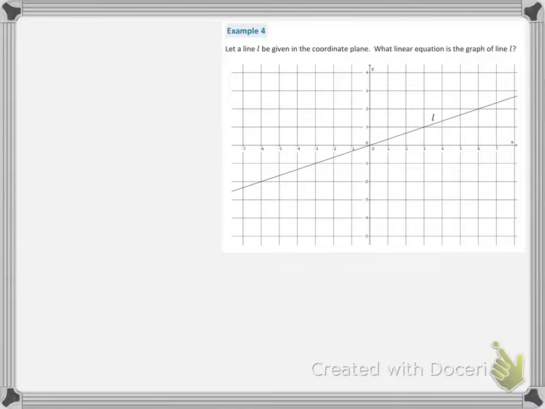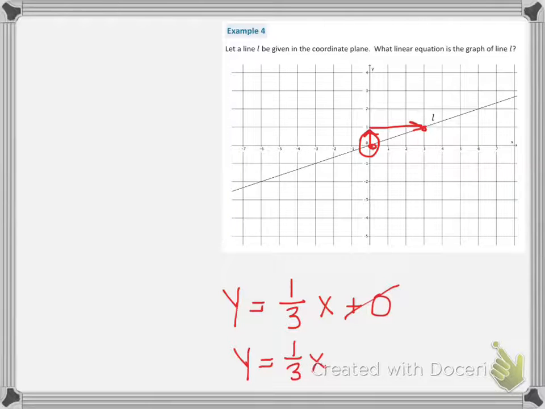All right, example 4. Well, this one I can see the y-intercept. The y-intercept is right there. So all I need is the slope. Y equals something times x plus the y-intercept. Well, the y-intercept, it crosses the y-axis at 0. So I can plug that in already. And then I can just use the graph on this one to go from that point to this point. I have to go up 1 and right 3. Up 1 and right 3, that's a 1/3. So y equals 1/3 x plus 0, and then I really don't need that 0, so y equals 1/3 x. That's the equation for that line.